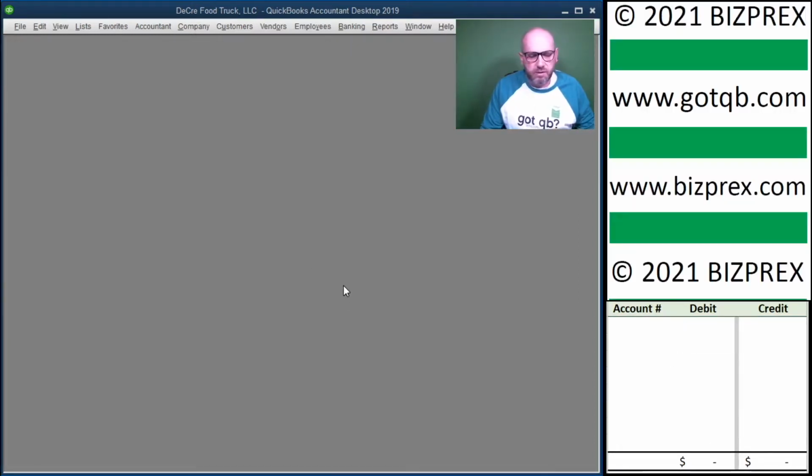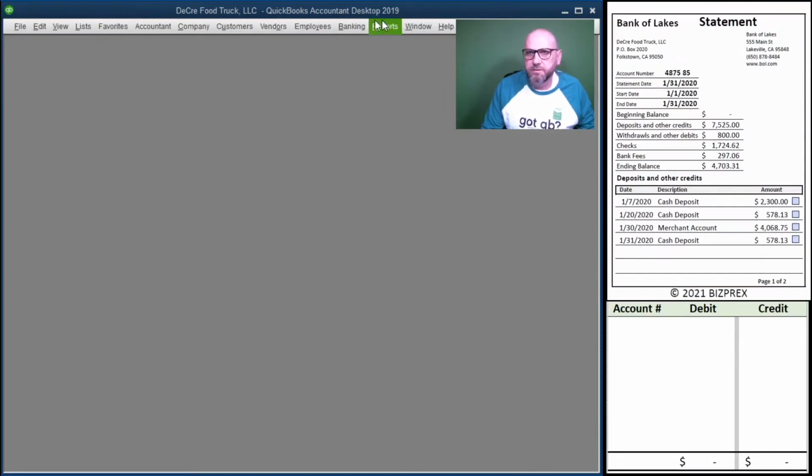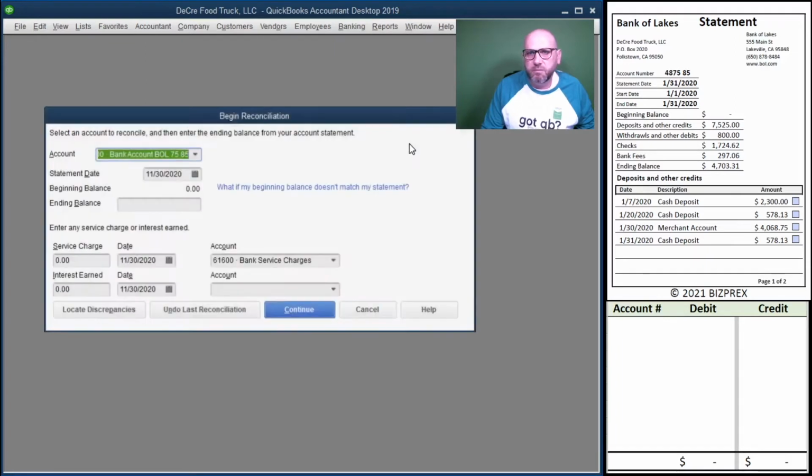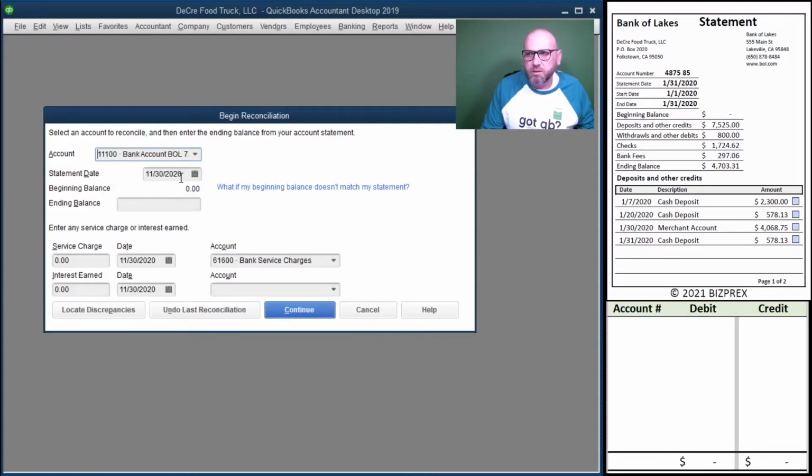Let's go ahead and reconcile our bank account for the month of January now. Okay, we're going to go to banking, reconcile. We're going to make sure that we select our bank account right here. Let's pick the correct date for the bank statements. Our ending balance.